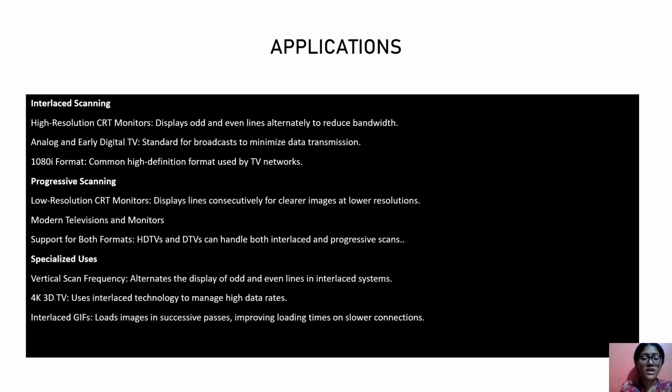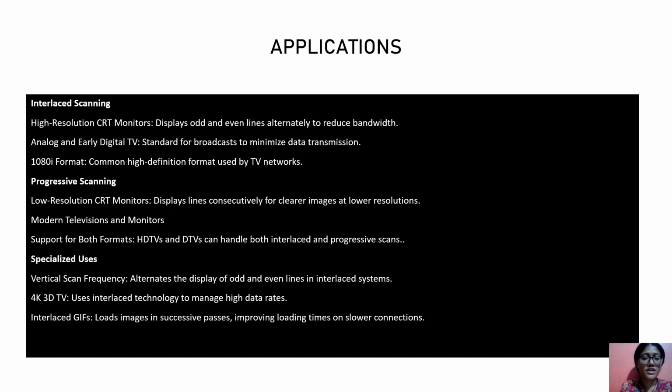Progressive scanning, low resolution CRT monitor display lines consecutively, giving clearer images at lower resolutions. Modern televisions and monitors support both formats, that is HDTV and DTV can handle both interlaced and progressive scans. Specialized uses, vertical scan frequency alternates the display of odd and even lines in the interlaced system. 4K 3D TV uses interlaced technology to manage high data rates. Interlaced GIF loads images in successive patterns, improving loading time on slower connections.